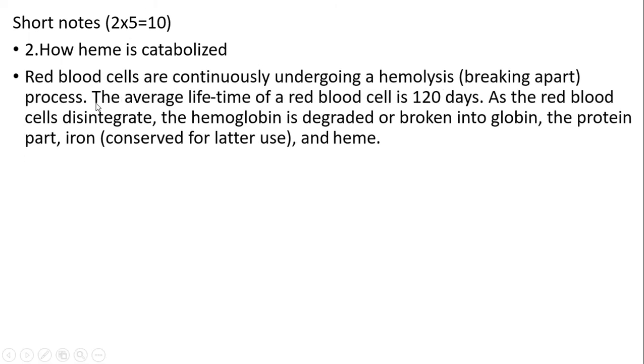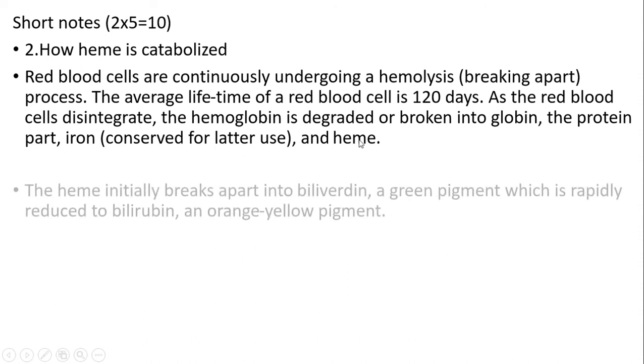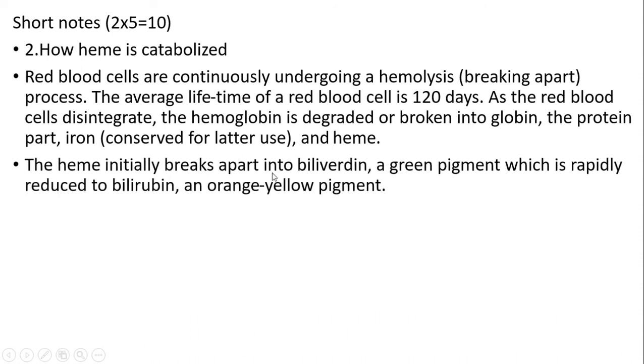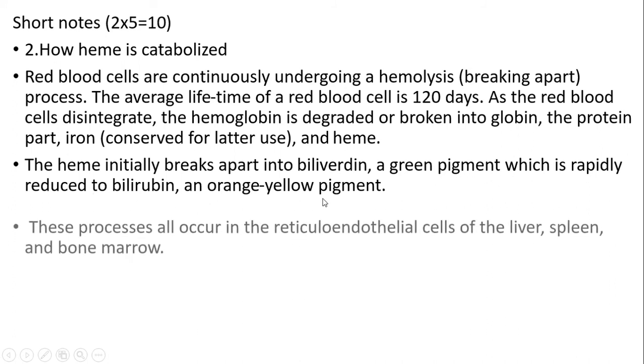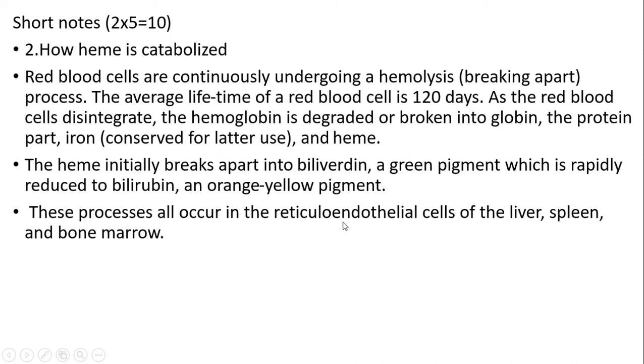process. The average lifetime of the red blood cell is 100 days. As the red blood cells disintegrate, the hemoglobin is degraded or broken into globin, the protein part, and the iron that is conserved for later use, and the heme. The heme initially breaks apart into biliverdin, a green pigment which rapidly reduces to bilirubin, an orange-yellow pigment. These processes all occur in the reticuloendothelial cells of the liver, spleen, and the bone marrow.